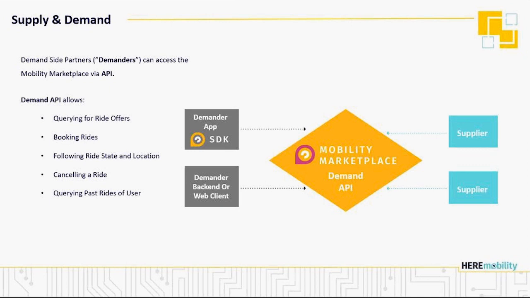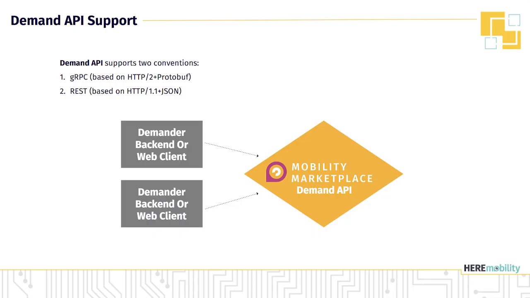Now, in the demand API, you can make calls to get the query offers, book rides, follow the ride states and ride location, cancel a ride, and query past rides of a user.